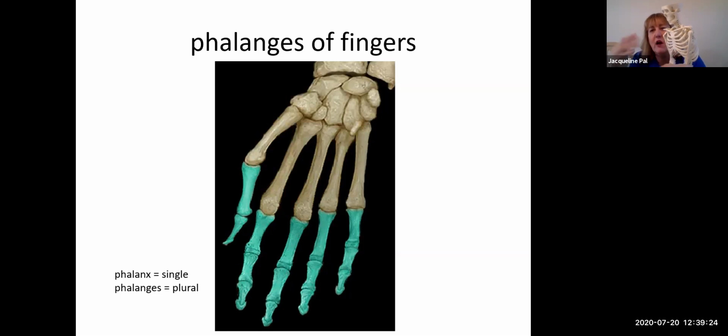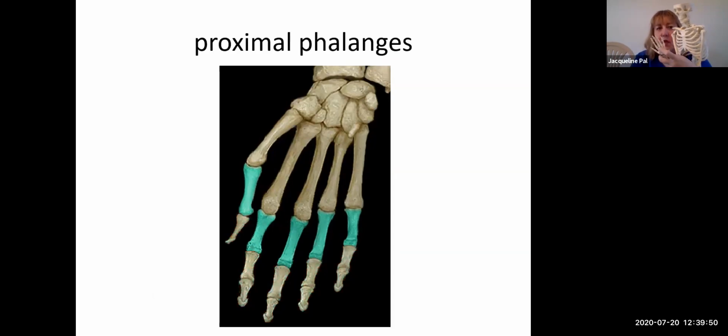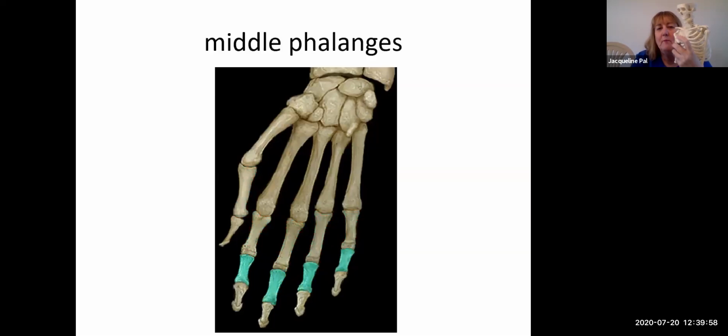If we look, for instance, at a finger that has 3 of them, you can tell it has 3 because we've got 2 joints there. So we have 1, 2, and 3. Using our terminology, the one closest to the metacarpal would be the proximal one, this would be the distal one, and that one there is in the middle. That's how we name them. Each one of the 5 digits is going to have a proximal phalanx, but only digits 2 through 5 are going to have middle phalanges.